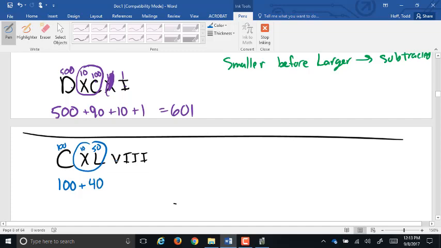So those are gone. We go to the V is 5. And of course, I is 1. So we can put down the 5. And then those are all 1s. That adds up to 148. Very good.